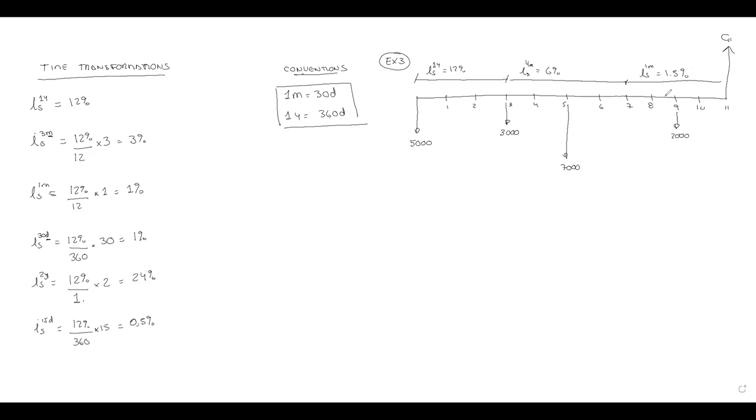Sorry, is the first 3 months or 3 years 12%? No. These are not years. These are, let's call these ones here, months. I mean the interest rate from period 0 up to period 3. I give you the annual interest rate, 12%. So what you need to do is find the interest rate for 3 months. Do you agree?